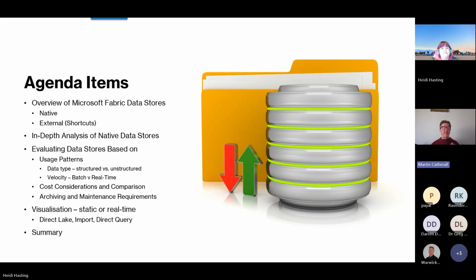And we want to consider things like costs and have a look at those, and also maintenance and archiving requirements as well. We've got some new types of data storage we can look at too that affect things like visualization and whether it's a static report or a real-time report. A new model called Direct Lake, which if you've already been working with Power BI, you're maybe a little bit familiar with, but we'll take a look at that and then we'll just summarize at the end.